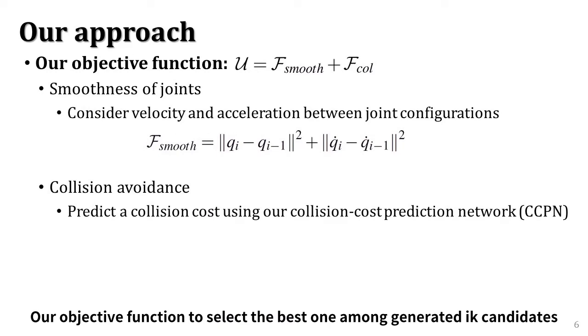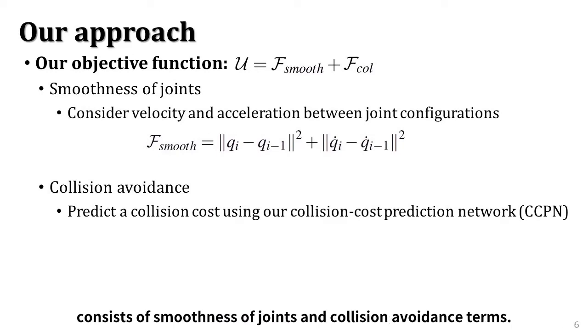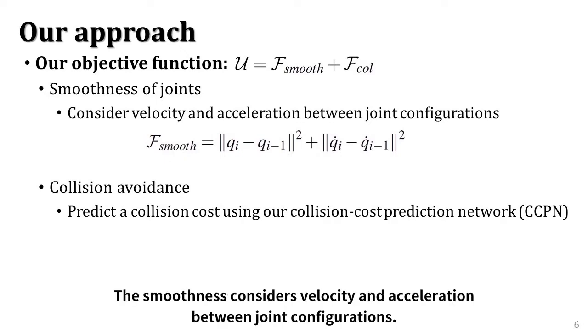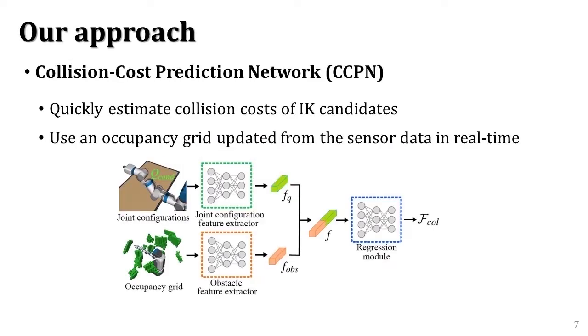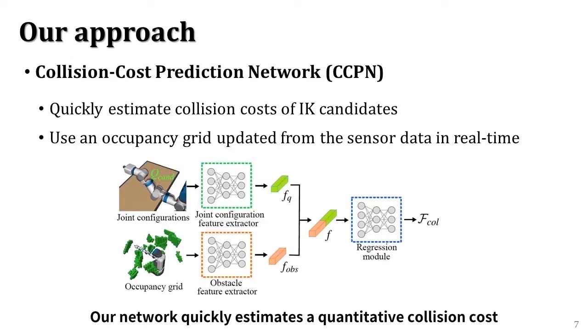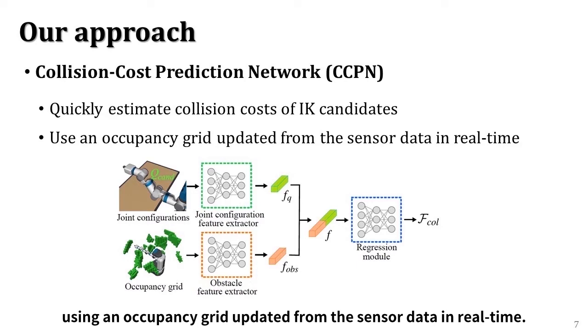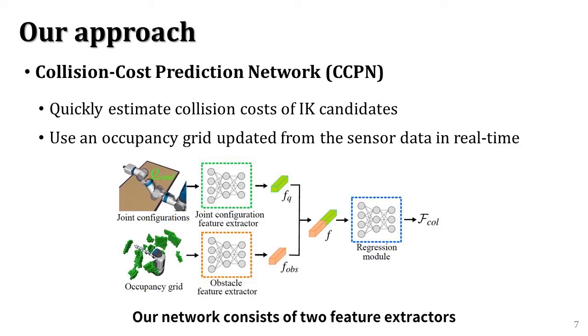Our objective function to select the best one among generated IK candidates consists of smoothness of joints and collision avoidance terms. The smoothness considers velocity and acceleration between joint configurations. And collision cost is predicted by our collision cost prediction network. Our network quickly estimates a quantitative collision cost using an occupancy grid updated from the sensor data in real time. Our network consists of 2 feature extractors for joint configuration and obstacles, and 1 regression module.